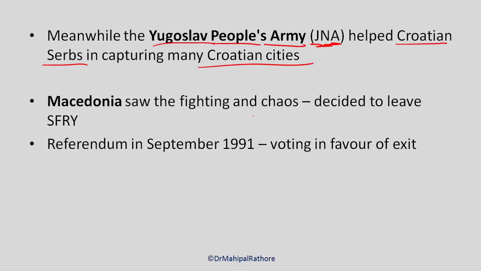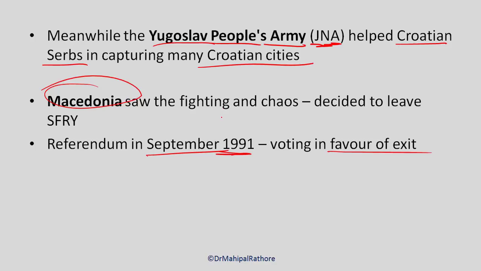When Macedonia saw all this fighting going on in Croatia and Slovenia, Macedonia said that we don't want this. This is chaos, fighting. We didn't sign up for this. They simply decided to exit via referendum. So in September 1991, a referendum was held, and more than 90% of the people of Macedonia voted for an exit from the country. And thus, without any war, without any bloodshed, Macedonia peacefully exited Yugoslavia.